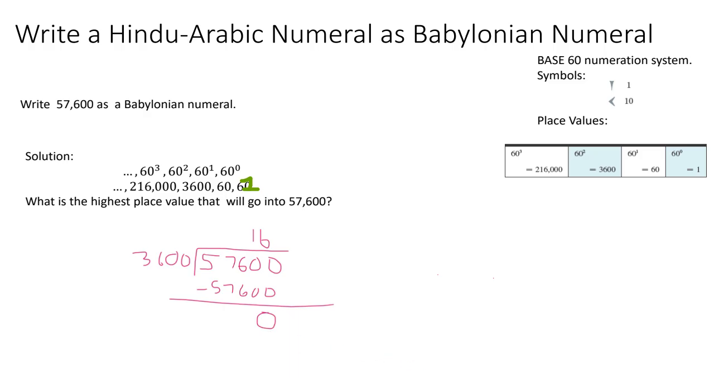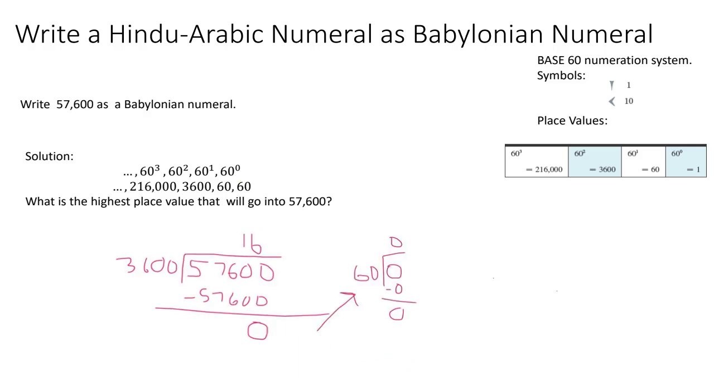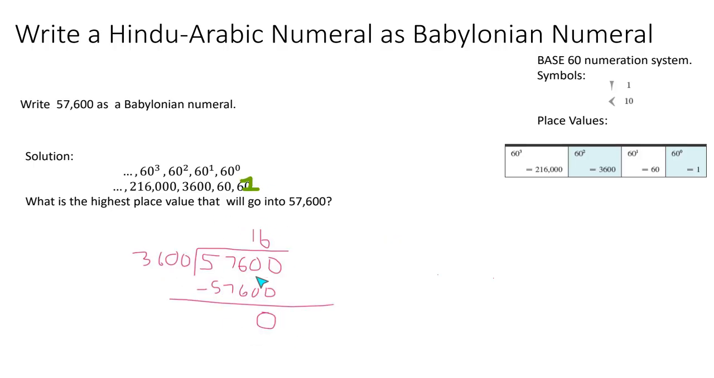Okay. So the question here is, do we go on, right? Or do we just stop at this place? And do we write our answer as 16, right? Or do we keep going? So you always want to make sure, if you start with 3,600, you always have to go till the very end, to the last place value. So we're going to keep going.